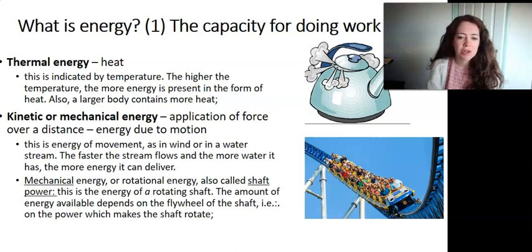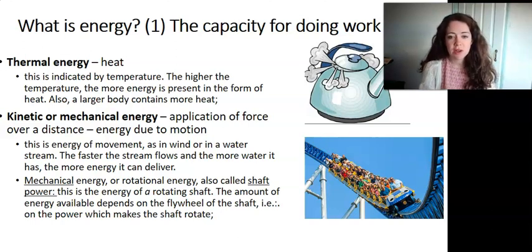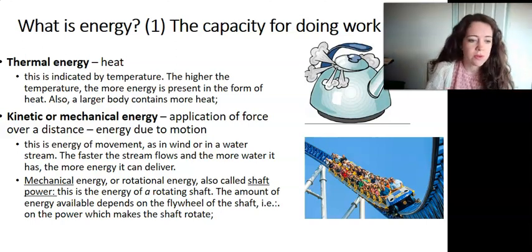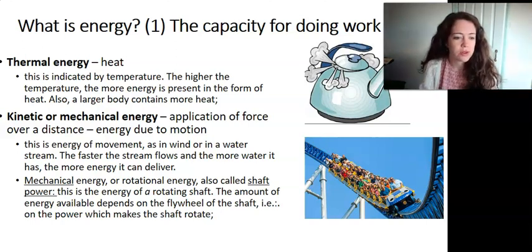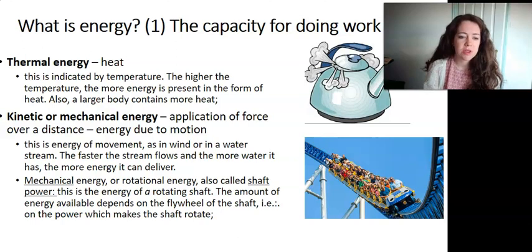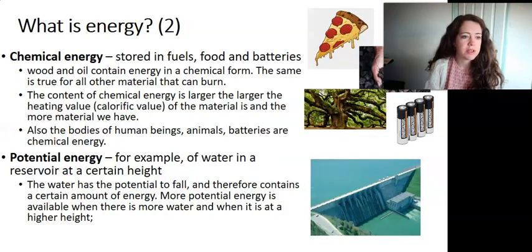A second form of energy then is kinetic or mechanical energy. That's the application of a force over distance, and this is energy due to motion. The energy of movement, for example, the wind in the air or the water in the stream. And the faster the wind is, or the faster the stream flows, the faster the roller coaster is, the more energy it can deliver. And that mechanical energy can also be called shaft power, and that's the energy in a rotating shaft, for example, a flywheel. For example, the power that makes the shaft rotate.